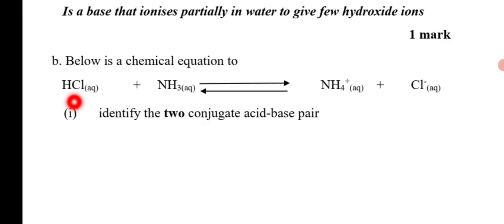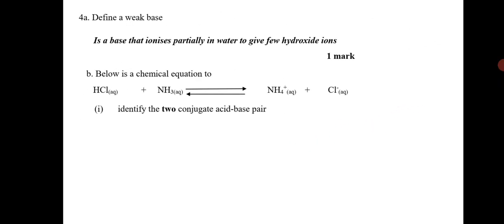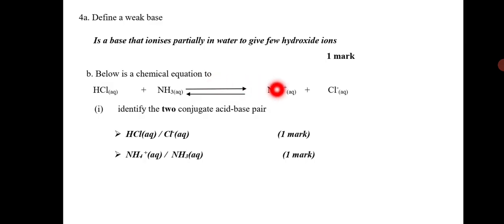Remember that the acid is mentioned first, followed by its conjugate base. And another one is ammonium and ammonia. Ammonium has 4 hydrogen atoms. Ammonia has 3 hydrogen atoms, therefore the difference between them is a hydrogen. That's how you'd recognize the conjugate acid-base pairs.